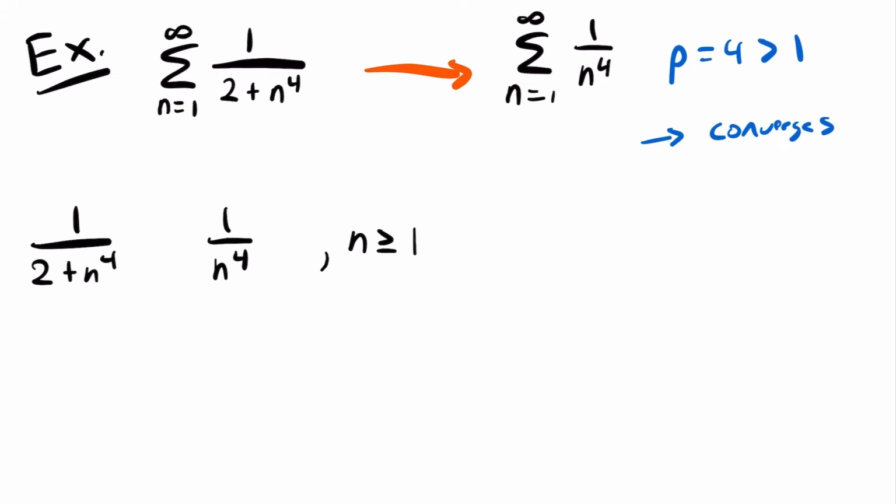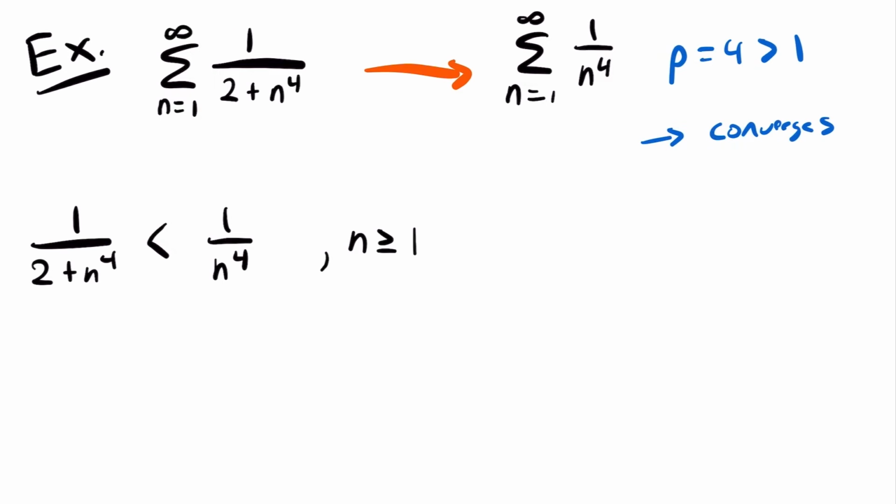And so we can say that 1 divided by 2 plus n to the fourth power is less than 1 divided by n to the fourth power, and that will be true for all values of n greater than or equal to 1. All right, and so now we have shown that our original series will be the smaller series, and the series we are comparing it to is the larger series. And so since the larger series converges, then we know that our smaller series must also converge.